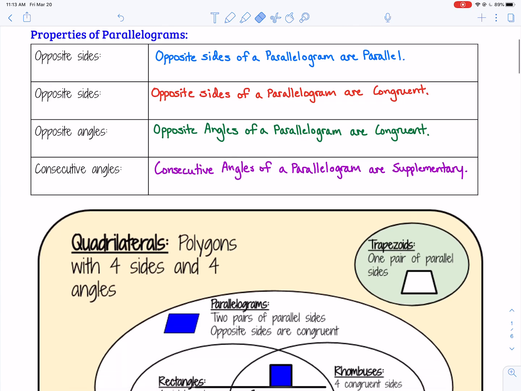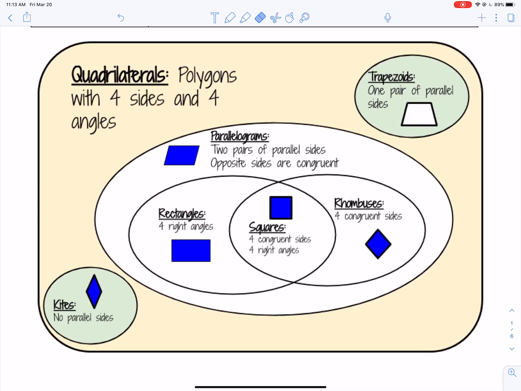All right, and then we're going to continue on and look at this graphic organizer of quadrilaterals. So quadrilaterals are polygons with four sides and four angles. And notice parallelograms in our middle bubble here. They are quadrilaterals that have two pairs of parallel sides and their opposite sides are congruent. And notice underneath there we have rectangles, squares, and rhombuses. That means that rectangles and squares and rhombuses are all parallelograms. And we'll talk a little more about those in another lesson.